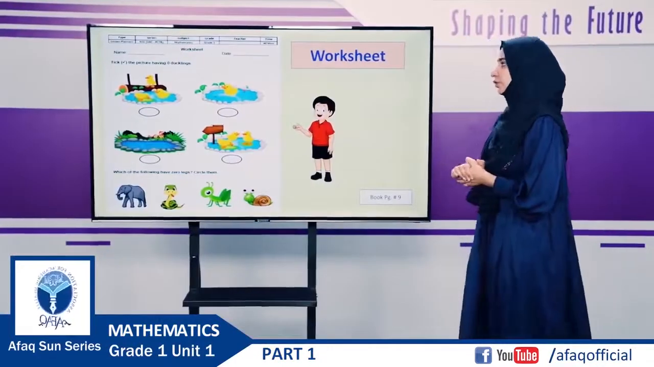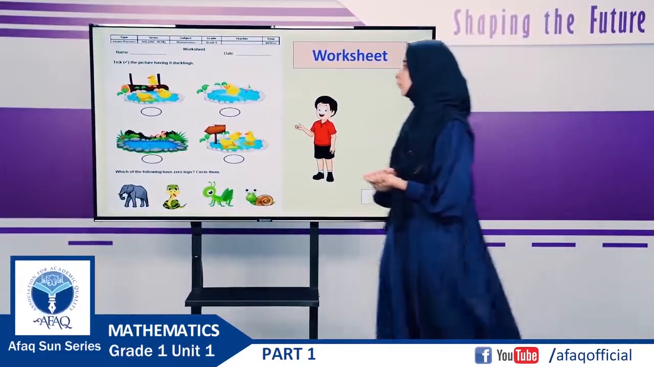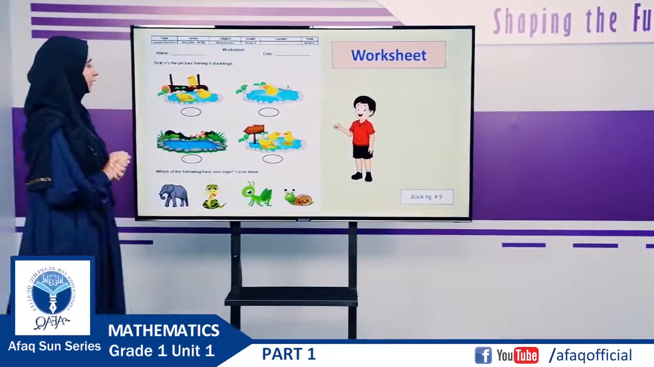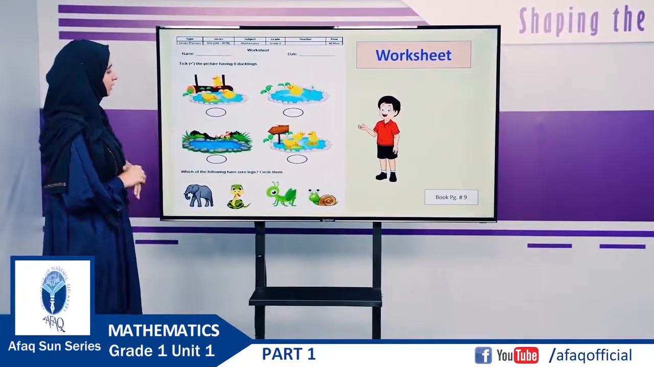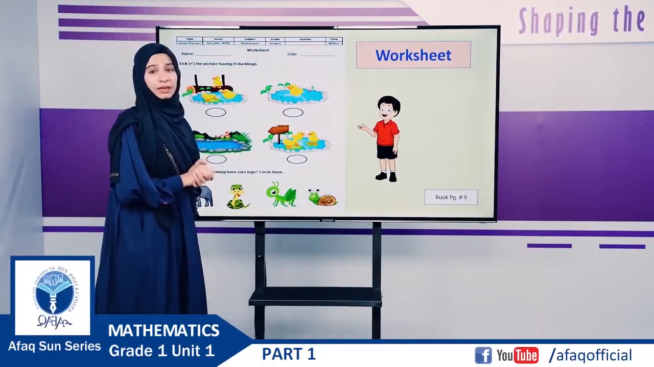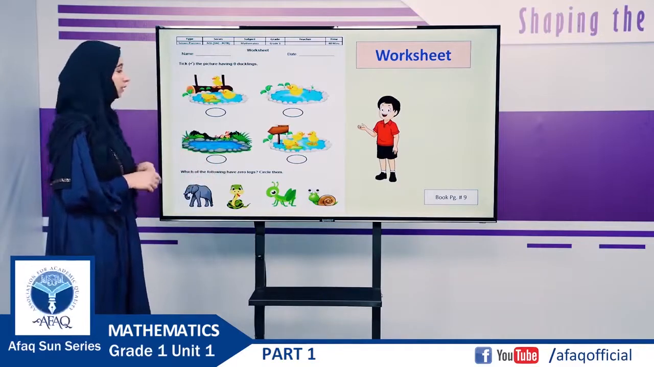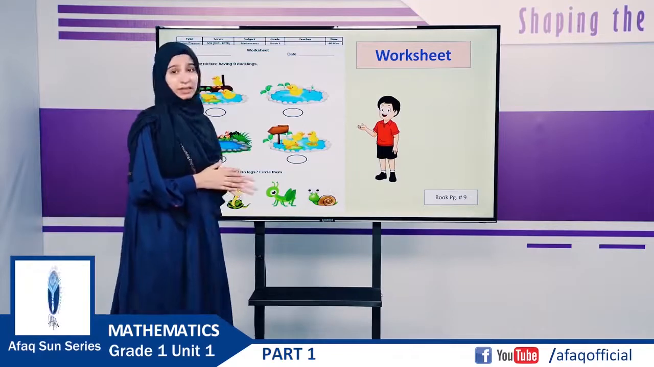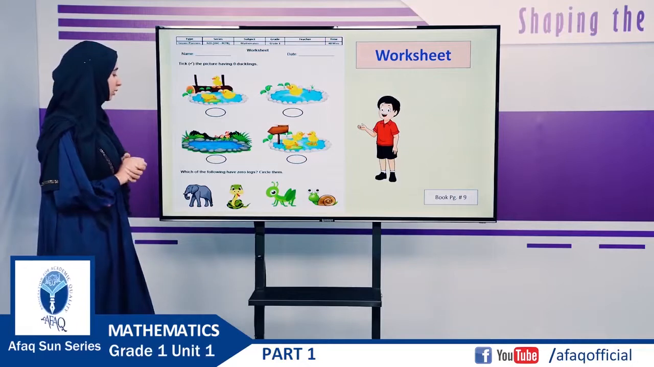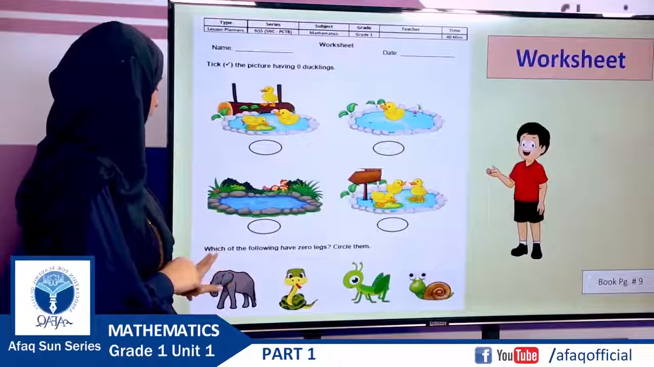Now we have another worksheet for you that is related to your book page number 9. So this is about tick the picture having 0 ducklings. As I can see in this picture, we have 3 ducklings. In this picture we have 1 duckling. In this picture there's no ducklings, and in this picture we have 3 ducklings. It means that you need to color the picture where there is no ducklings. So take this picture.